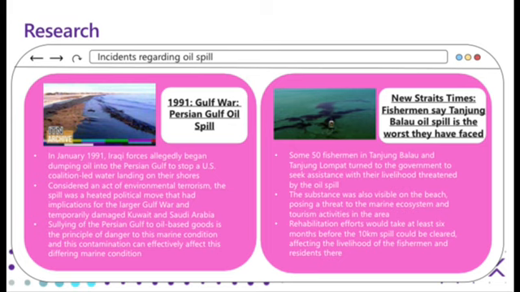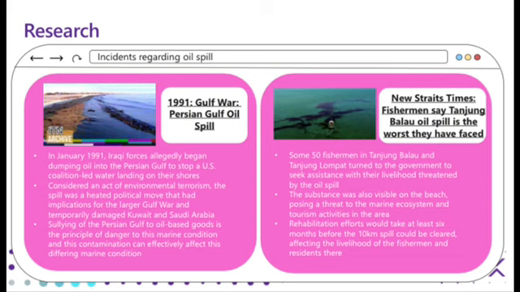So, moving on to the research, there are a lot of incidents regarding oil spills, and one of the arguably largest oil spills that happened in the world is the 1991 Gulf War Persian Gulf oil spill. In January 1991, Iraqi forces allegedly began dumping oil into the Persian Gulf to stop a US coalition-led water landing on their shores. This was considered an act of environmental terrorism, and the spill was a heated political move that had implications for the larger Gulf War and temporarily damaged Kuwait and Saudi Arabia.